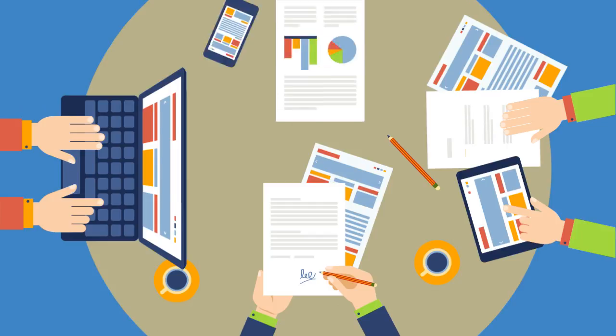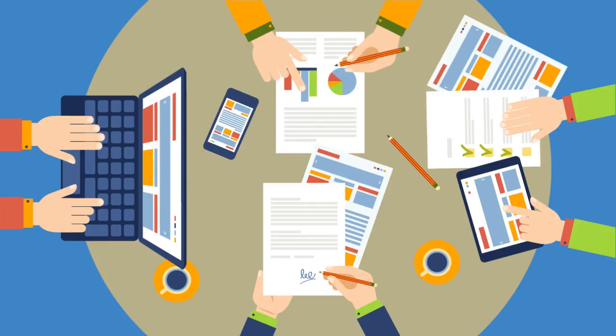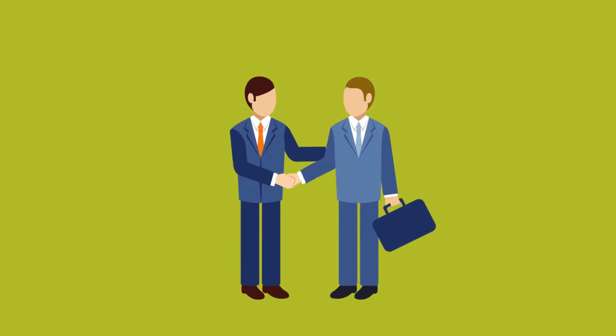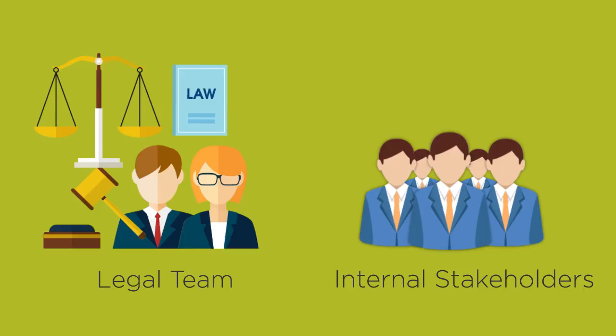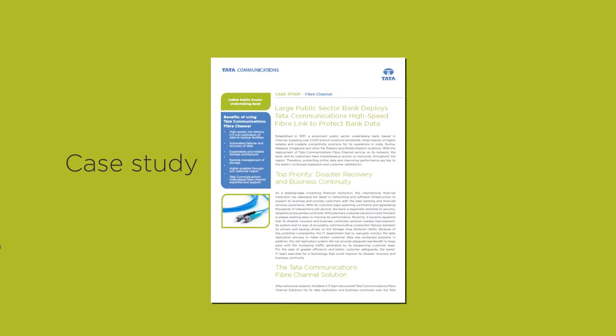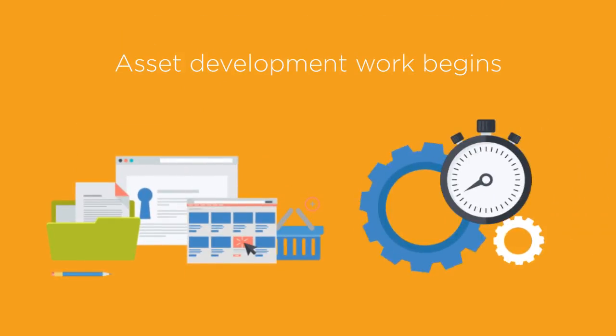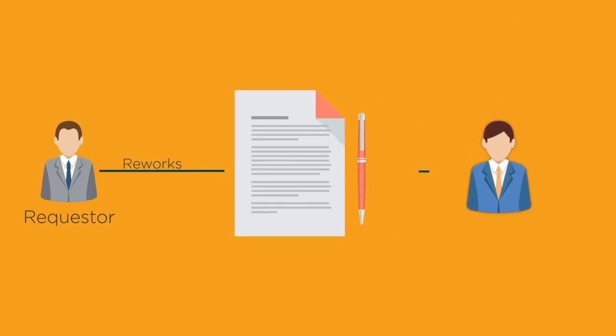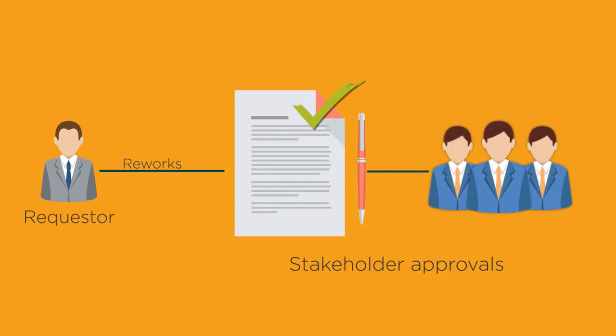Step 4. Review the brief for accuracy and completeness. After the brief is approved, the requester provides an SOW in concurrence with Tata Communications Brand Desk, the legal team, internal stakeholders, and, if it is a case study, then customer sign-off, following which the asset development work begins. In case of rejection, the requester reworks it for stakeholders' approval.